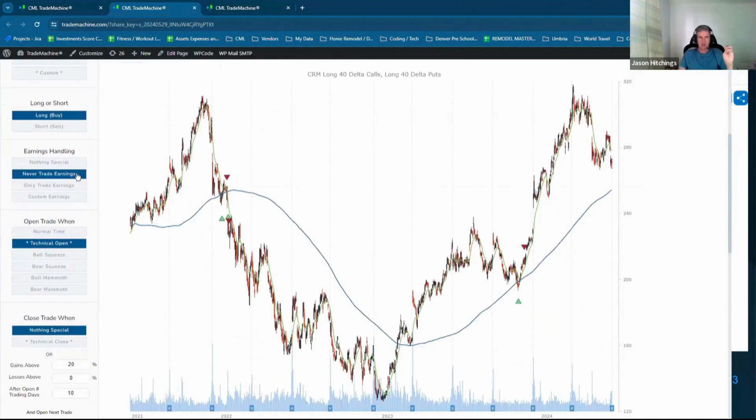The earnings handling is we do not trade earnings. So if an earnings event happens, we will exit before the earnings, and then we'll wait 2 days after the earnings for the conditions to happen again before we enter.